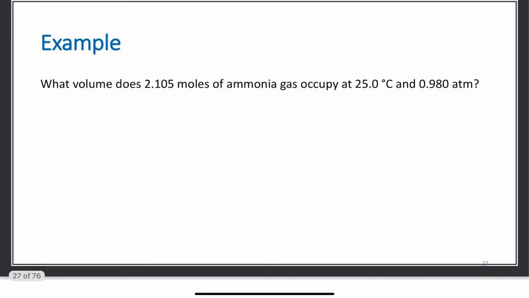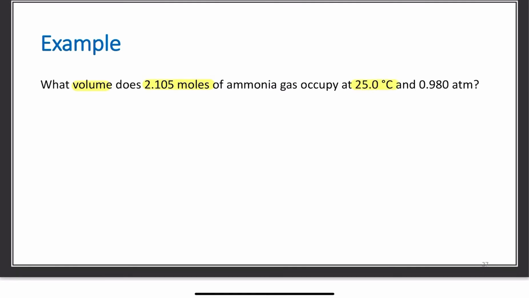What volume does 2.105 moles of ammonia gas occupy at 25 degrees C and 0.980 atmospheres? So I want to know volume. I've got 2.105 moles of ammonia gas. I don't really care what it is per se because it doesn't affect the properties of it other than knowing it's ammonia. But I want to know what volume it occupies if I have 2.105 moles of it at 25 degrees C and 0.980 atmospheres.